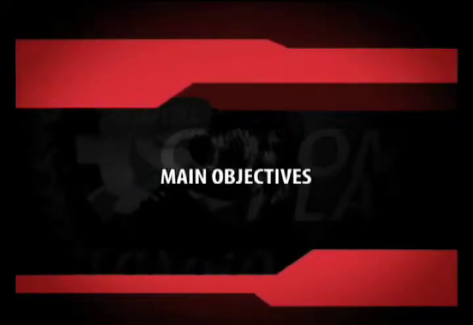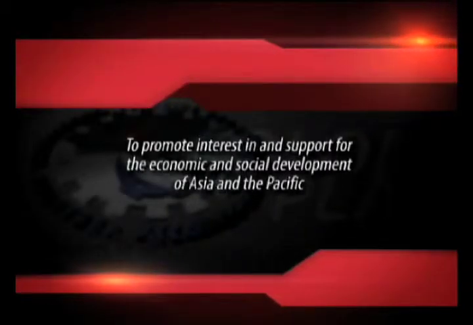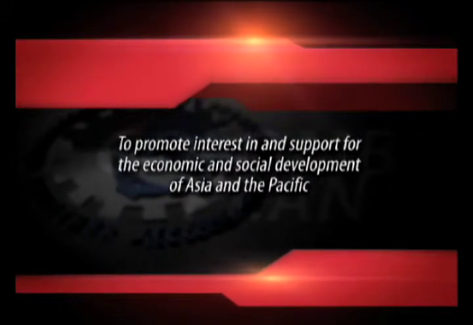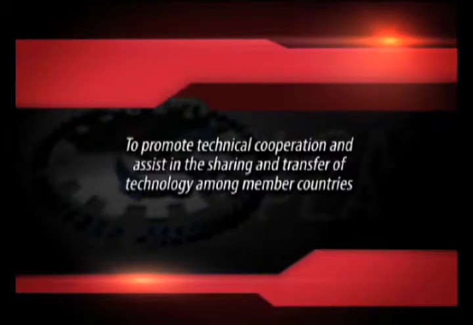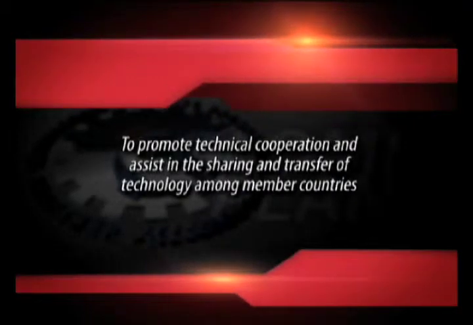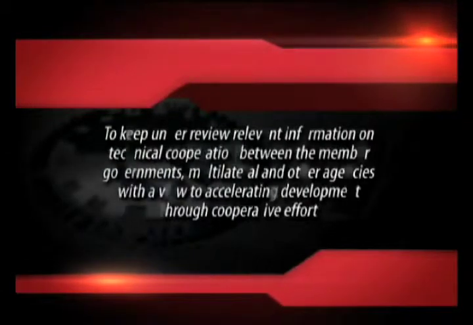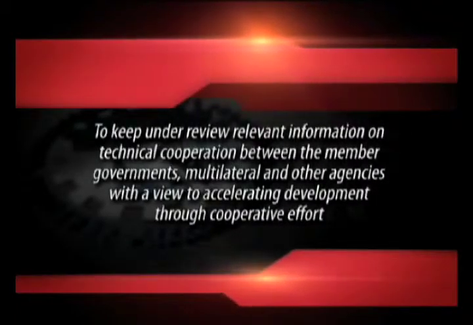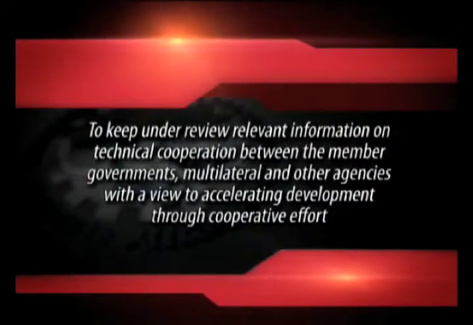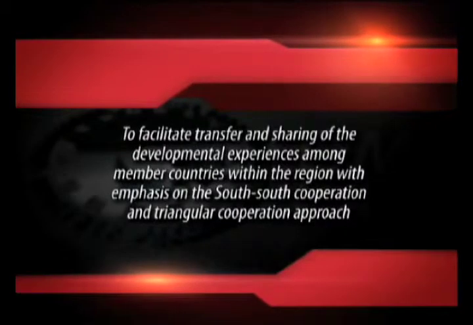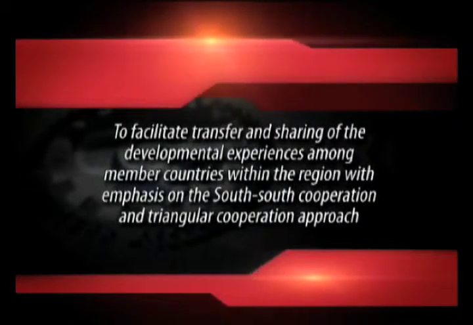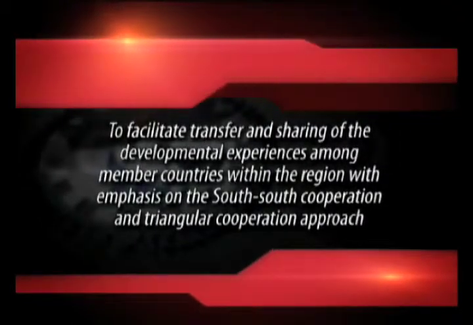The Colombo Plan was established with 4 main objectives: to promote interest in and support for the economic and social development of Asia and the Pacific; to promote technical cooperation and assist in the sharing and transfer of technology among member countries; to keep under review relevant information on technical cooperation between the member governments, multilateral and other agencies, with a view to accelerating development through cooperative effort; and to facilitate transfer and sharing of developmental experiences among member countries within the region, with emphasis on South-South cooperation and the triangular cooperation approach.